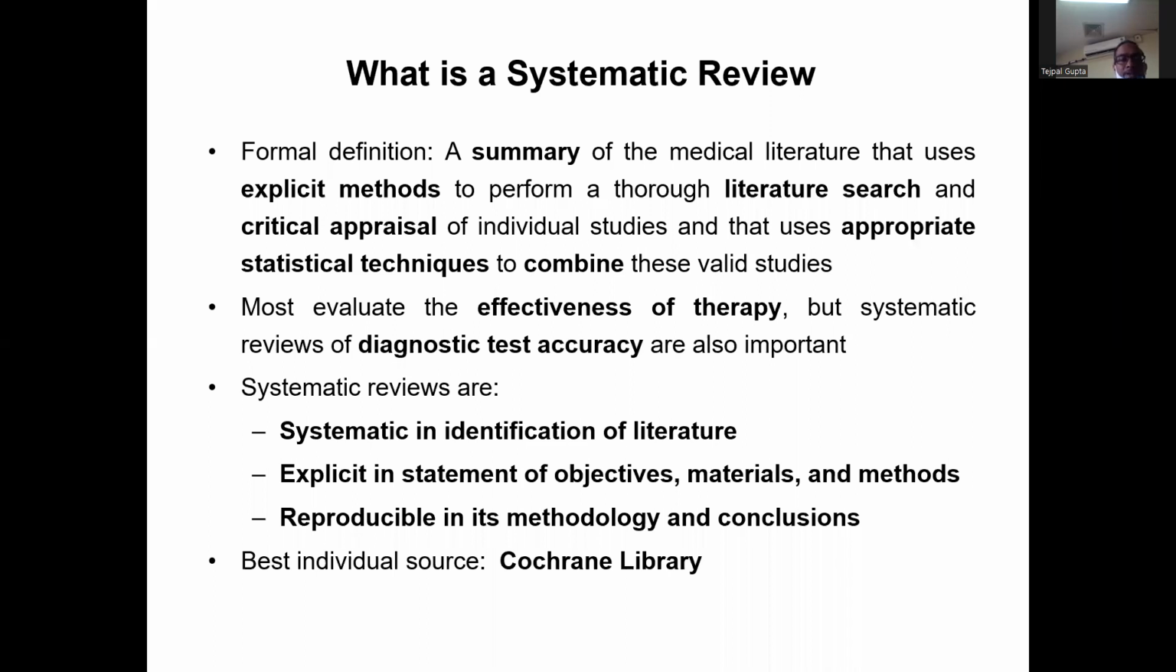Systematic reviews are systematic in the identification of literature, explicit in statement of objectives, materials, and methods, and reproducible in methodology and conclusions. And the best individual source of systematic reviews is the Cochrane Library. Fortunately, Tata Memorial Center is an affiliate of the Cochrane India Network, which is a part of the global Cochrane network, and the Cochrane Library is available to us through the Tata Hospital website.